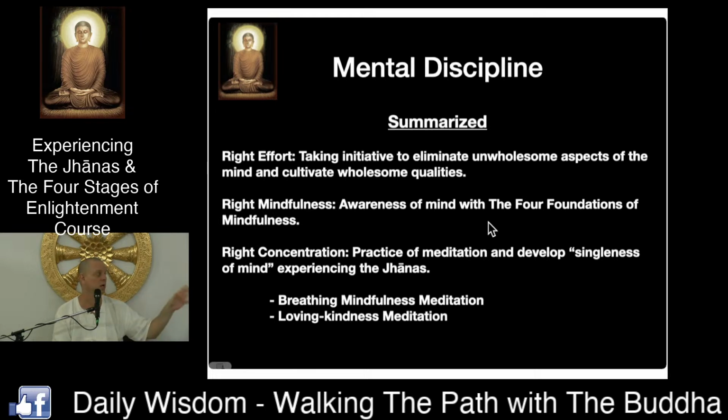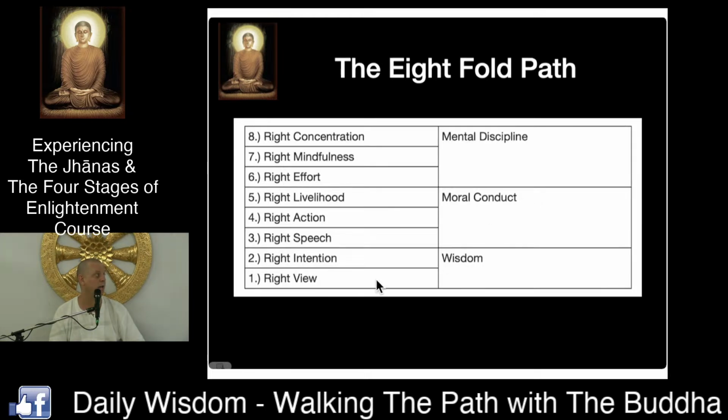And then right concentration is practicing meditation and developing singleness of mind so that the mind can then move into the jhanas and start experiencing the jhanas. You do that through developing your breathing mindfulness meditation and loving kindness meditation while practicing singleness of mind in daily life. Okay, so this is the Eightfold Path, the 8 individual steps explored now using the words of the Buddha and organized into 3 categories.